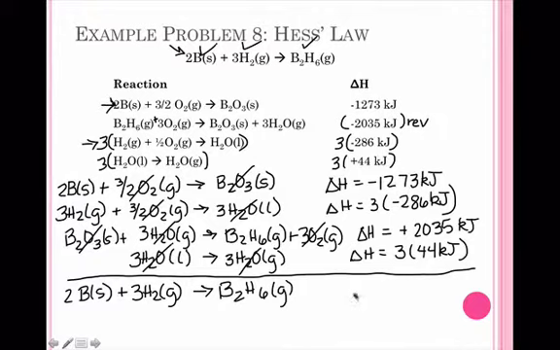And then the last thing I need to do is add up all my delta H's, and the delta H for this reaction then ends up being 36 kilojoules. And that's the final answer for that problem.